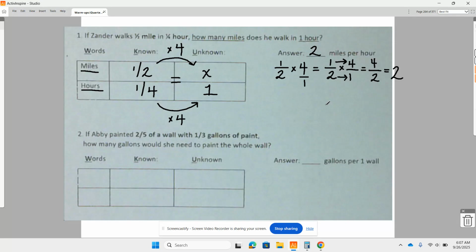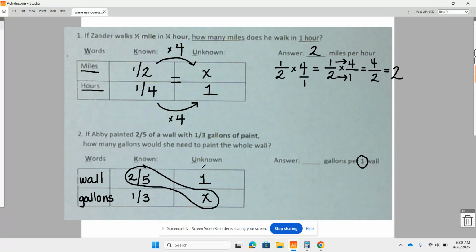All right, let's try another one. If Abby painted 2/5 of a wall with 1/3 gallons of paint, how many gallons would she need to paint the whole wall? So we can relate the wall to gallons of paint. Remember, we can choose how we set up our words. I'm going to put the wall on top and gallons on the bottom. So we have 2/5 of the wall, 1/3 gallon of paint. We're trying to cover the whole wall, which is one wall, and then X is what's missing. Let's try cross products this time.